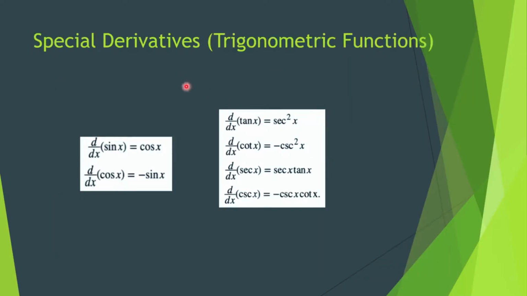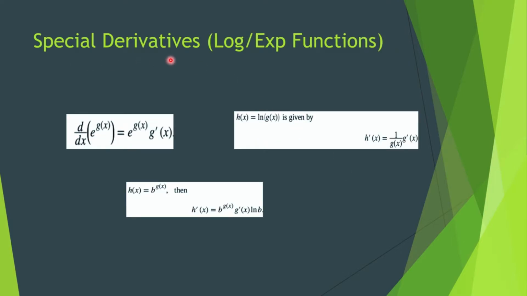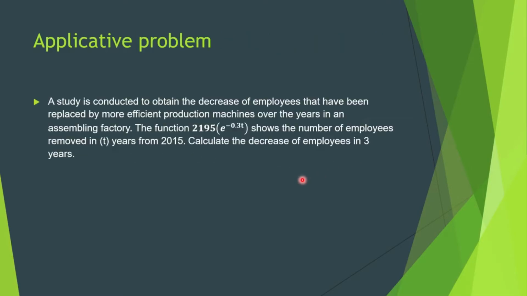We have the special derivatives with trigonometric functions: sine, cosine, tangent, cotangent, secant, and cosecant. We have the special derivatives of logarithmic and exponential functions that are so important. And we have an applied problem.